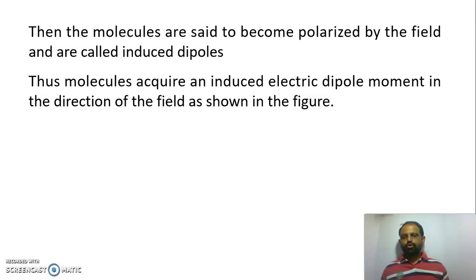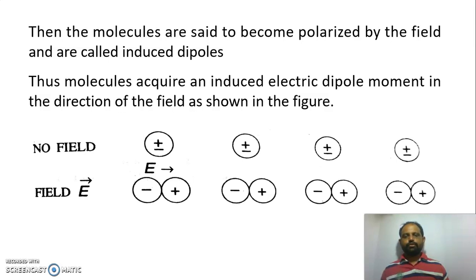We can show this pictorially in the figure. You can see that in the absence of an electric field, the centers of gravity of both positive charge and negative charge coincide; they are the same. When the field is applied, they are displaced. This is the center of gravity of the negative charge, and this is the center of the positive charge. There is a small distance, and due to that small distance, an electric dipole is formed.